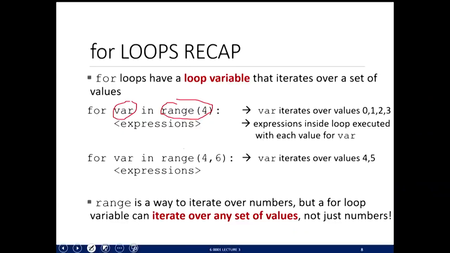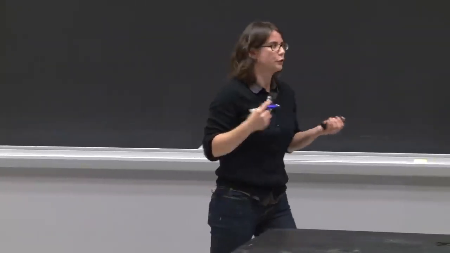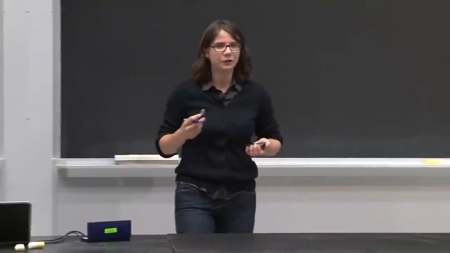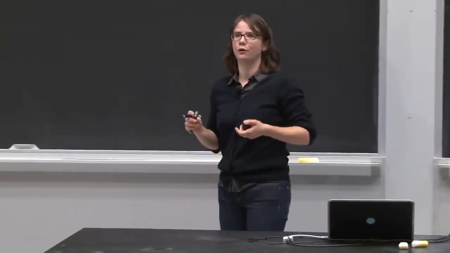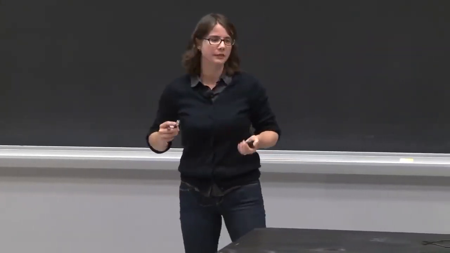And remember, we said that we can customize our range in order to start from a custom value, to end at a different value, and to skip certain numbers. So far, we've only been using for loops over a sequence of numbers. But actually, for loops are a lot more powerful than that. You can use them to iterate over any sequence of values, not just numbers, but also strings.